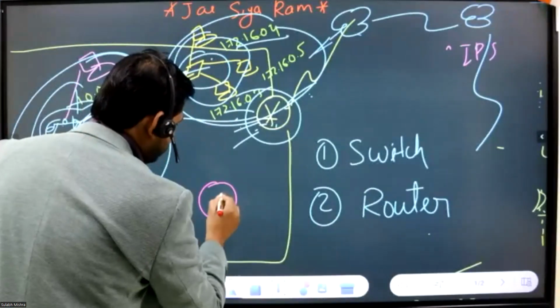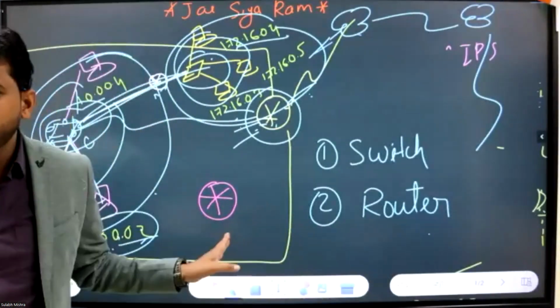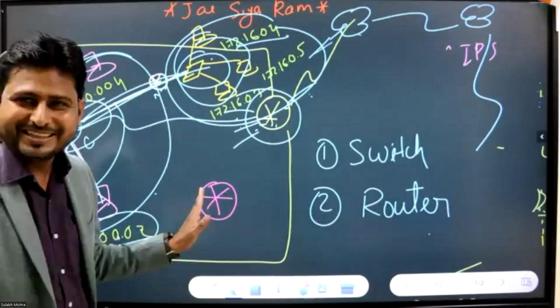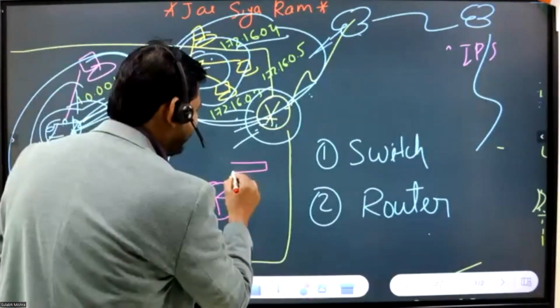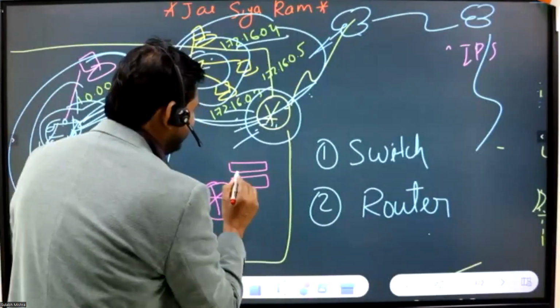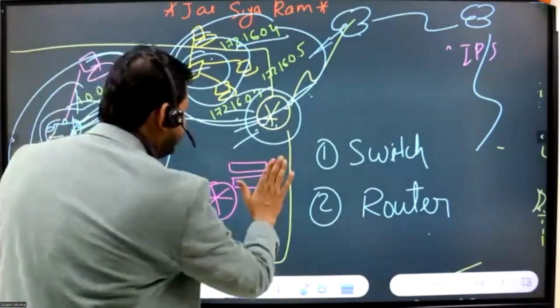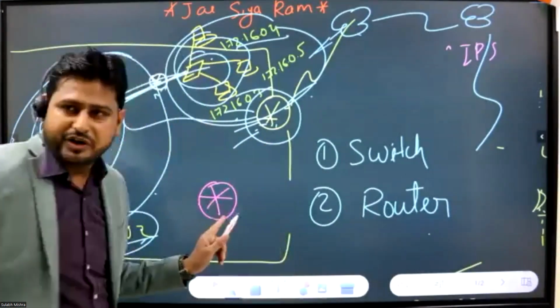If this is the router, we denote it like this, right? But it won't look like this. It is like this kind of device. Switch and router physical devices will look like this only. But how we denote this with a symbol icon, we denote it like this, right?